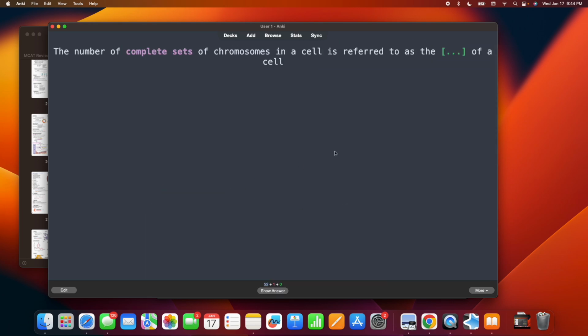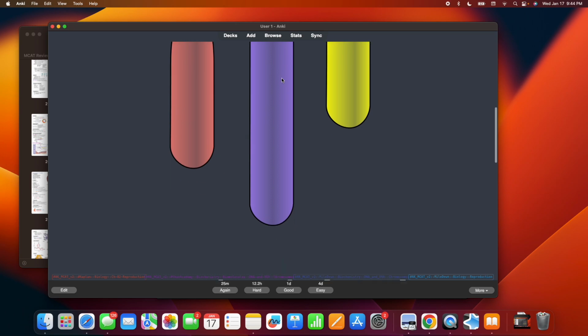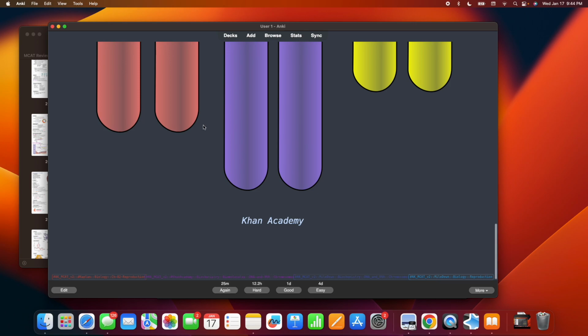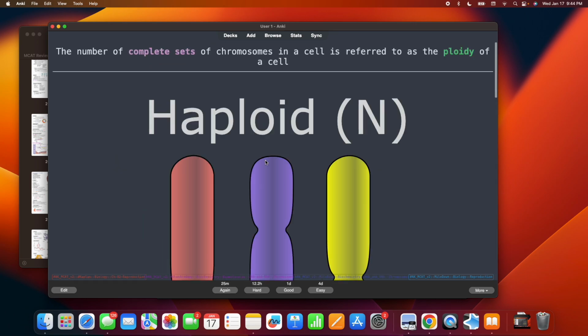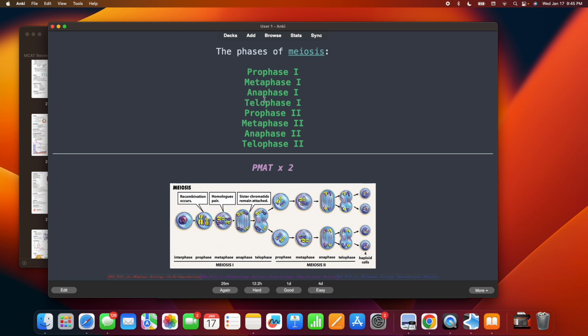The number of complete sets of chromosomes in a cell is referred to as the ploidy. Diploid is 2n, 2 complete sets. Haploid is n, so if you have 1 complete set, it is haploid. The phases of meiosis are PMAT 1 and PMAT 2, and in between them we have interkinesis.